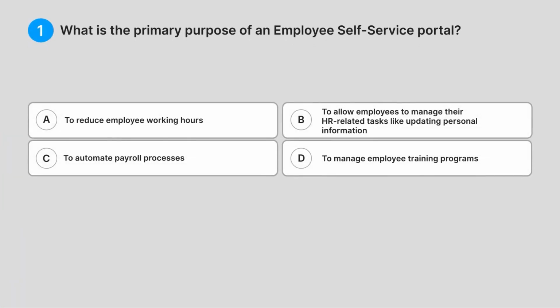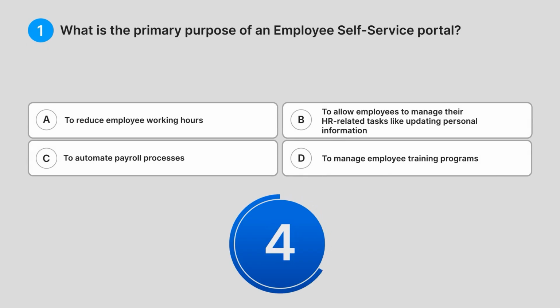1. What is the primary purpose of an employee self-service portal? A. To reduce employee working hours. B. To allow employees to manage their HR-related tasks, like updating personal information. C. To automate payroll processes. D. To manage employee training programs. Do you know the answer?